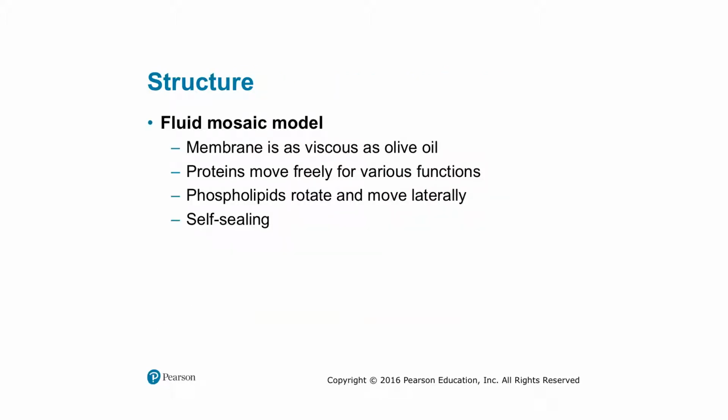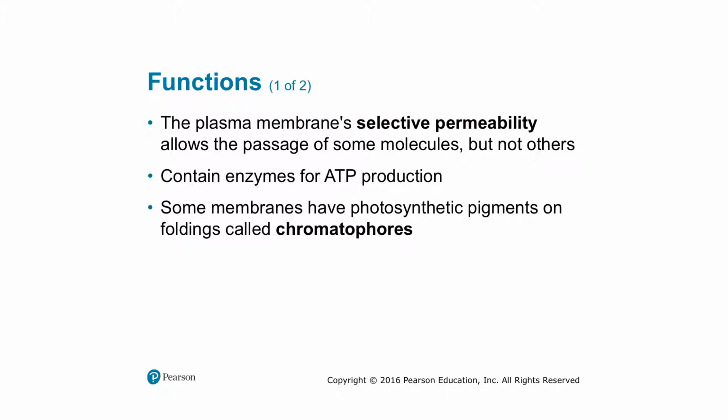So this structure is really a fluid mosaic model. A lot of people think that the cell membrane is a static structure. It's always moving, it's always changing, and so the components can move freely for those various functions. And so the phospholipids rotate and move around laterally, and it's also self-sealing, so if there is a hole in it, it will try to seal it up as fast as possible.